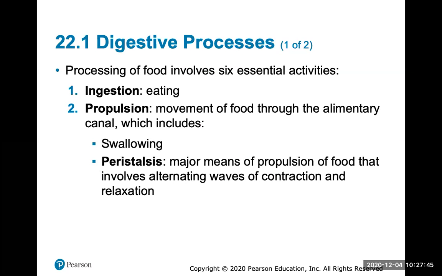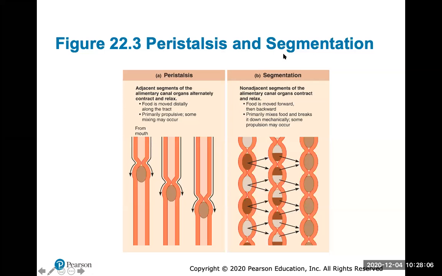The processing of food involves 6 essential activities: ingestion, propulsion, which is the movement of food. That consists of swallowing, peristalsis, which involves alternating waves of contraction of smooth muscle, and relaxation to kind of squeeze the food along, kind of as if you're squeezing a Go-Gurt tube of yogurt. And here's a look at the differences between peristalsis and segmentation.